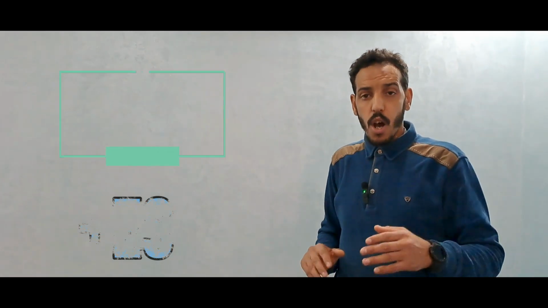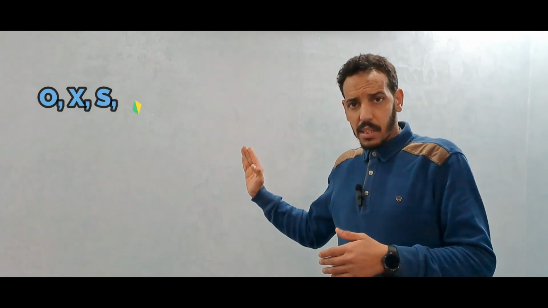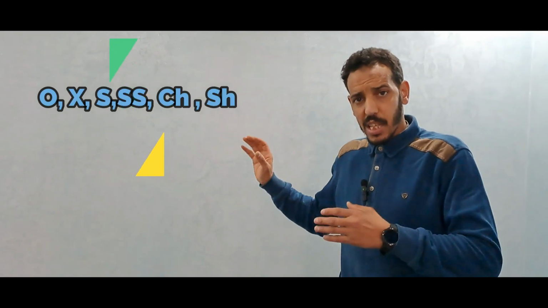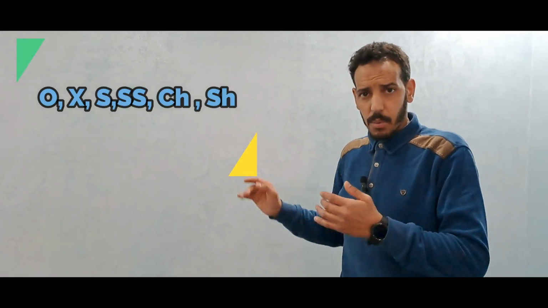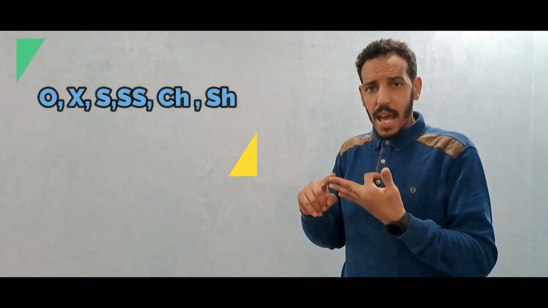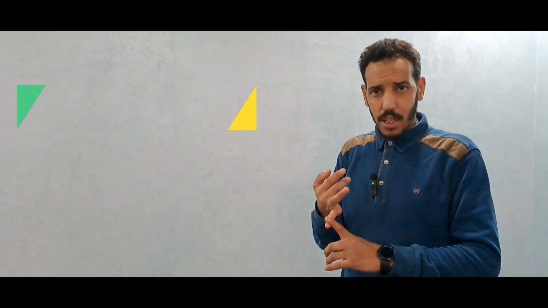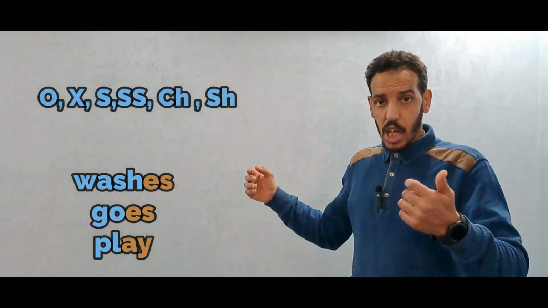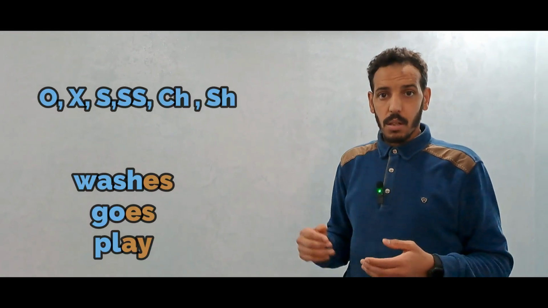It's really easy. All the verbs which have these letters at the end, these alphabets like O, X, S or double S, CH, SH, they take ES. You understand? For example, wash, I say he, she washes.